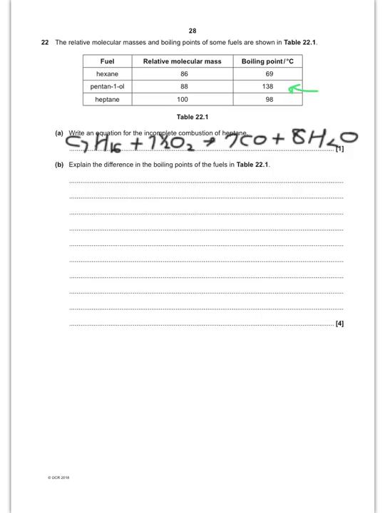Why is that? Well, because pentan-1-ol has hydrogen bonds that are stronger than the London forces that act between hexane and heptane molecules, and therefore they require more energy to break. Now let's consider heptane and hexane. Heptane has a longer chain, therefore has more electrons than hexane, so it has more surface contact and therefore will have stronger London forces than hexane, and therefore it will take more energy to separate heptane molecules than it will hexane molecules.